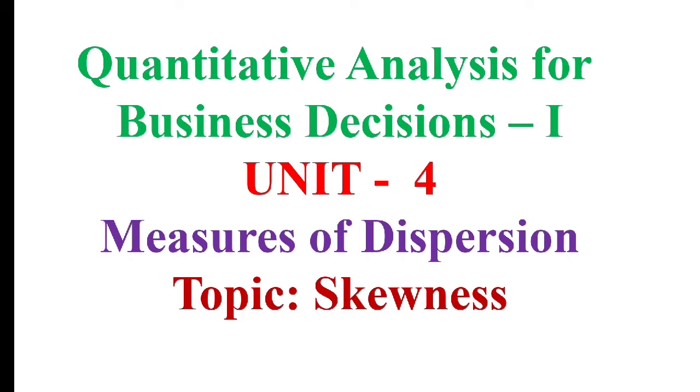Now I am going to explain Unit 4, Measures of Dispersion. Under the topic of skewness, how to find the coefficient of skewness. In this place, what is meant by skewness? Here skewness means an asymmetrical distribution is called skewness.